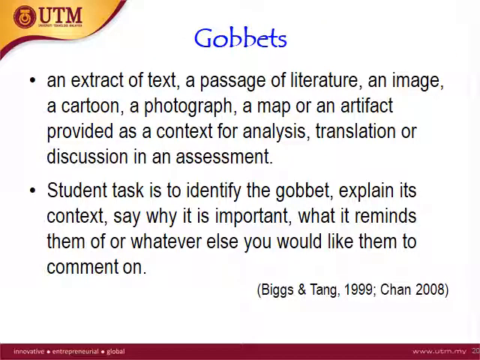Gobbet. So Gobbet is an extract of text, a passage of literature, an image, a cartoon, an artifact, a map, okay, which we provide as a context for analysis or discussion in an assessment. So the student task is to identify the Gobbet, explain its context, say why it is important, what it reminds them of, and whatever else you would like them to comment on.